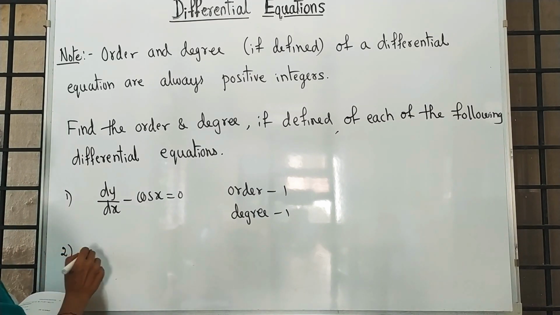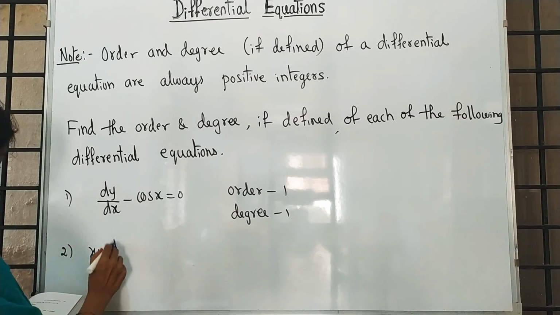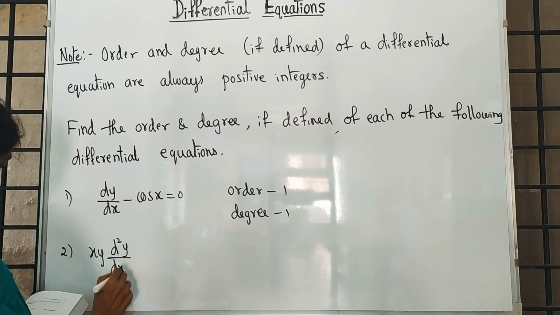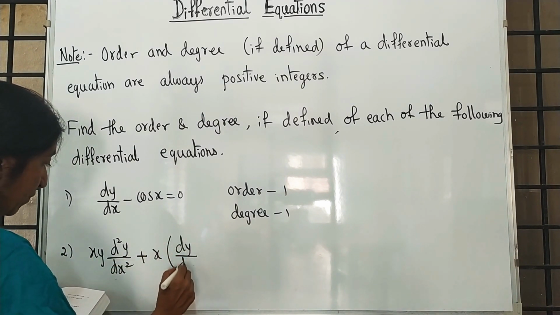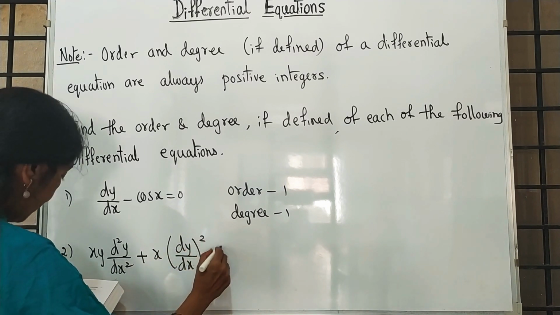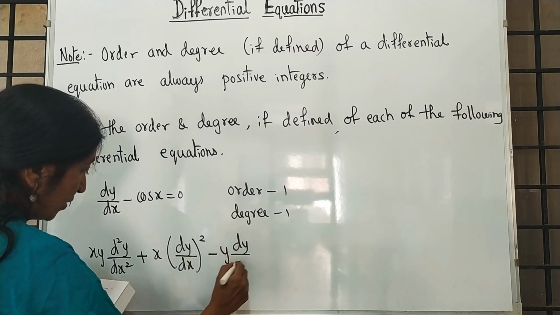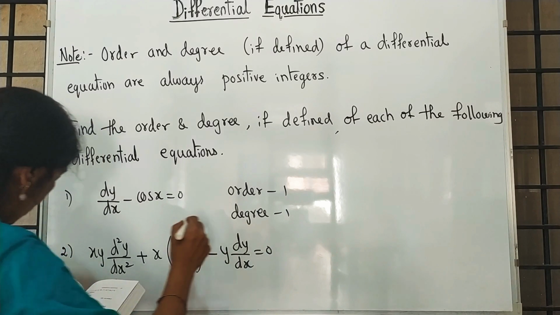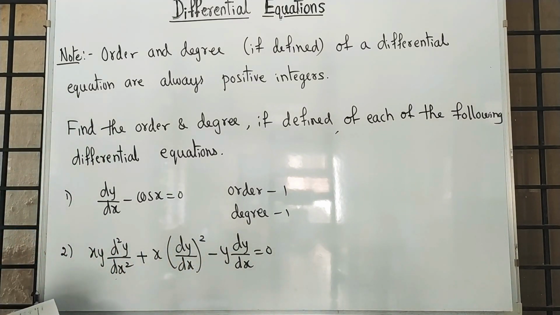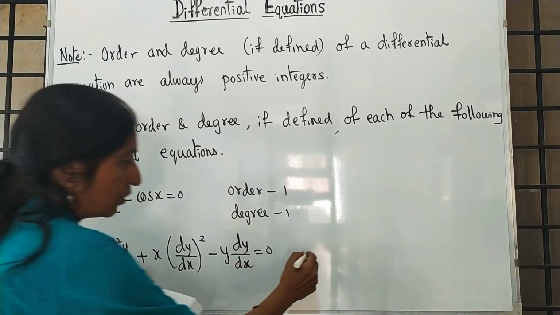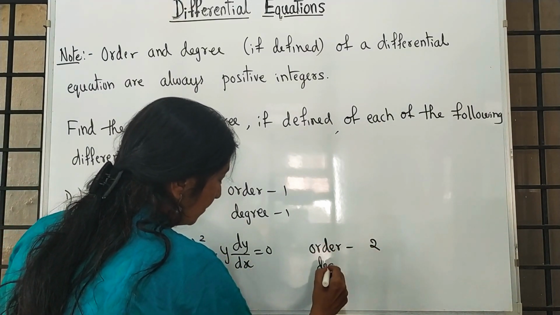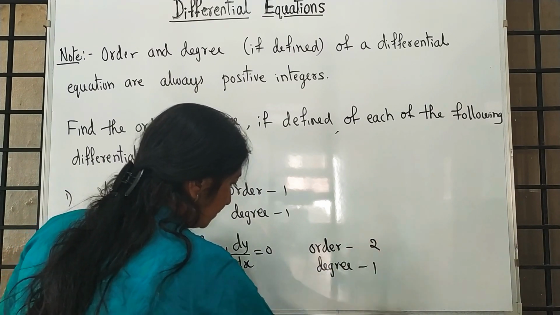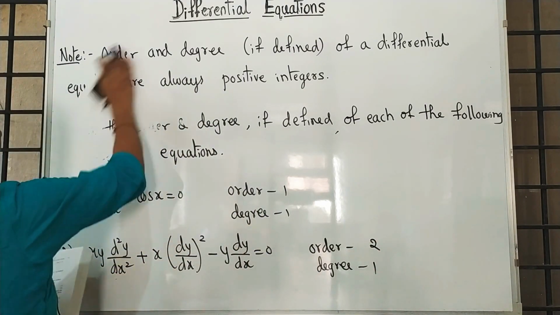Second one, xy into d square y upon dx square plus x into dy upon dx whole square minus y into dy upon dx is equal to 0. Maximum time differentiation is twice and its power is 1. Order 2, degree 1. Moving to the next example.